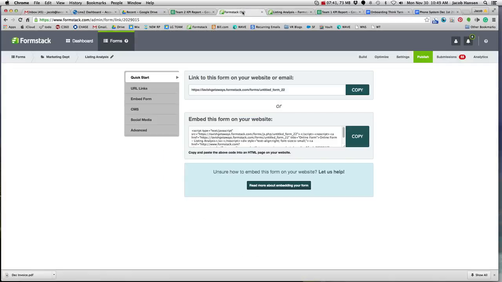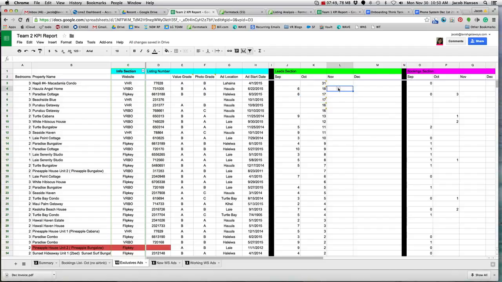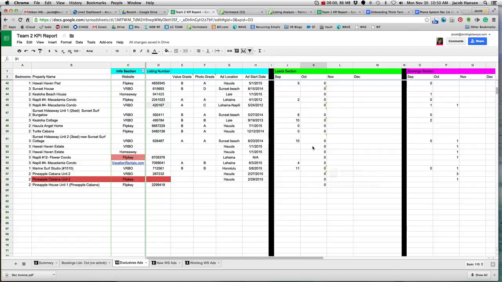So anyway, that is our listing analysis and our inquiry analysis, because every month I can tell you what I'm going to do. The first thing you should be doing when you get your KPI data is go in and find the ones that we had a lot of inquiries about but didn't book, and fill out the reports for those. Then figure out which ones didn't get any inquiries and why, and fill out reports on those.